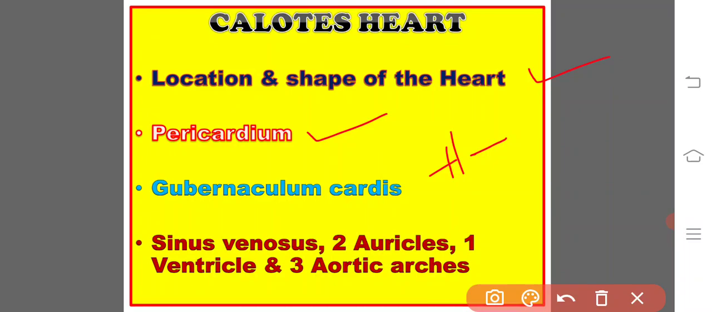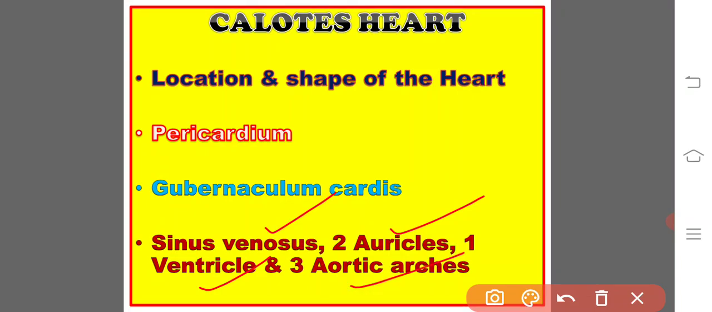The posterior end of the heart is connected to the pericardium by a small stalk-like structure which is known as the gubernaculum cordis. Very important bit. Gubernaculum cordis connects the heart to the pericardium and helps in keeping the heart in its original position. The heart of Kelottis consists of sinus venosus, two auricles, one ventricle, and three aortic arches.